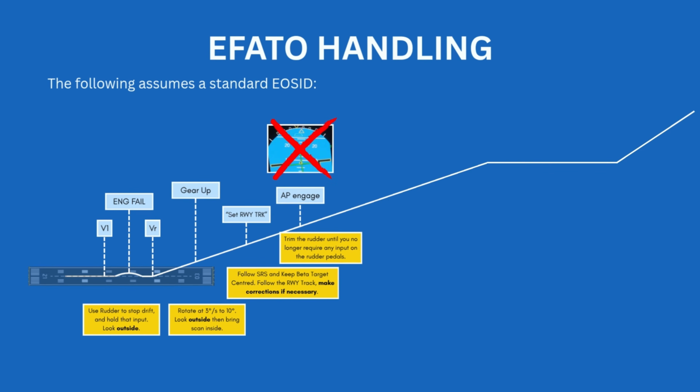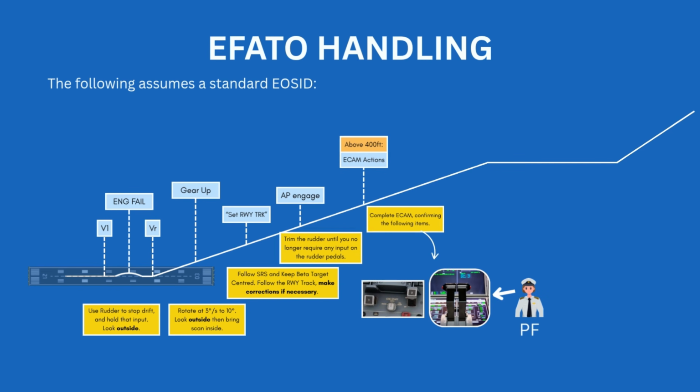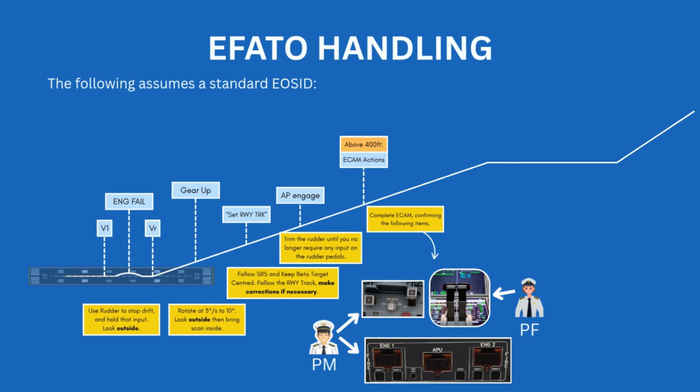Then, once above 400 feet above the airport elevation, call for ECAM actions. Complete the ECAM, confirming the following items: the thrust lever, which is confirmed by pilot flying, the engine master switches, and the fire push buttons, which are confirmed by pilot monitoring. Passing 1,000 feet above airport elevation, pilot monitoring will call engine secure when, if the engine is failed only, then the affected engine master is off.